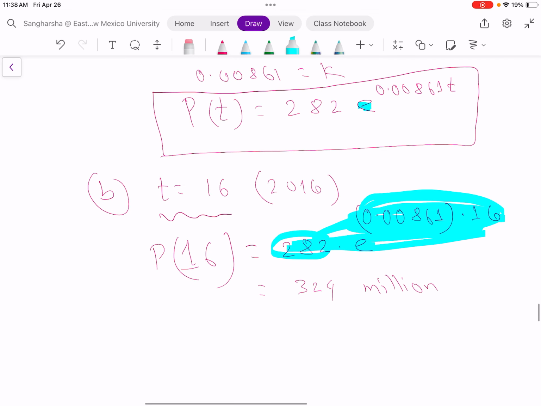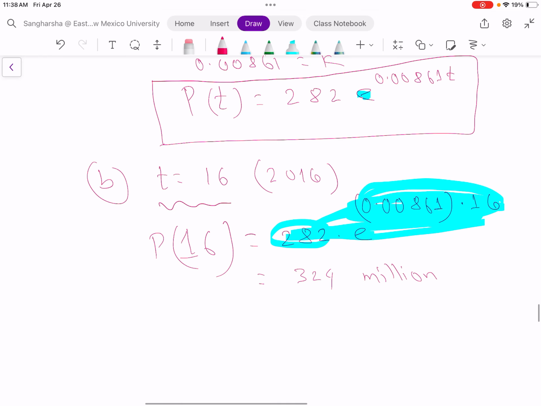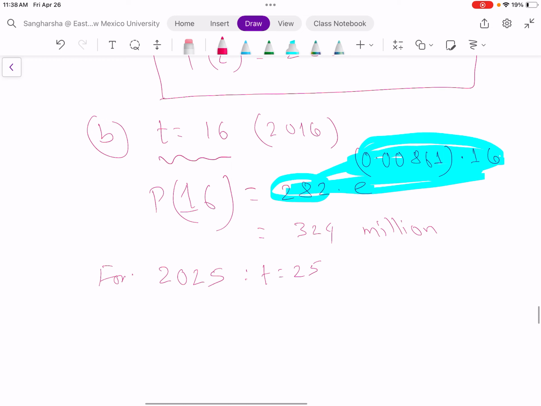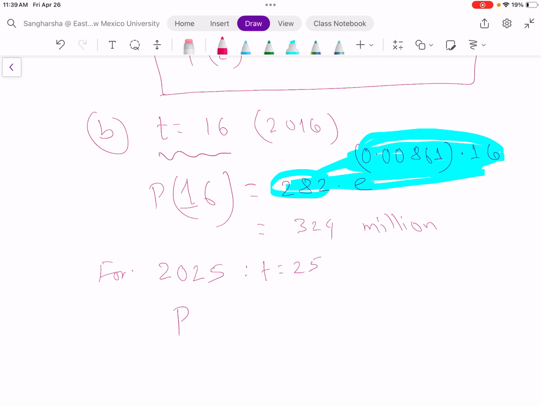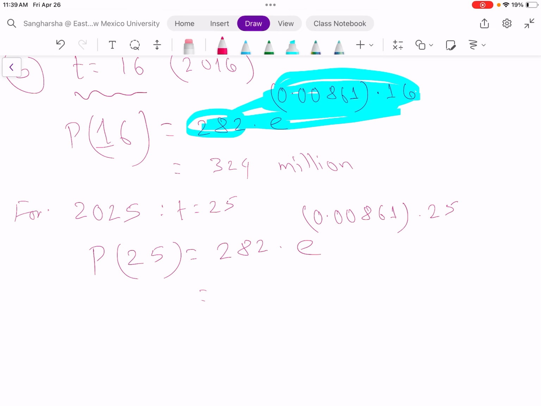Okay, the next thing is we need to estimate for 2025. So what will be t for the year 2025? For 2025, our t is 25, right? It's the same process. You substitute 25 for every t. So p of 25 equals 282 times e to the power 0.00861 times 25. Okay, now I need your help here. Can you give me the final answer?